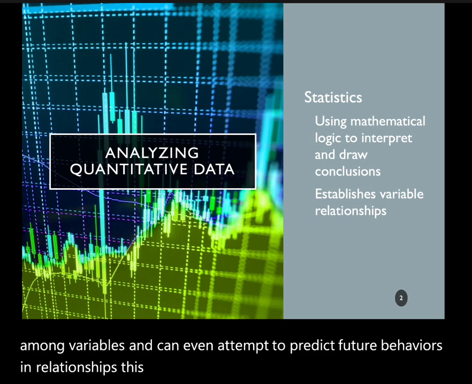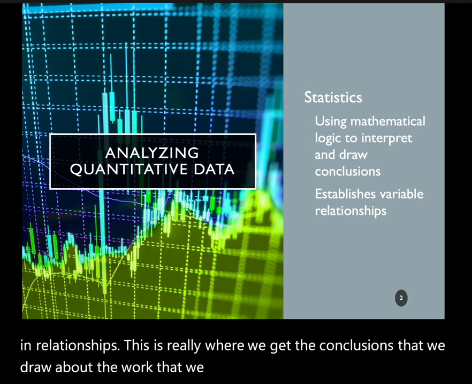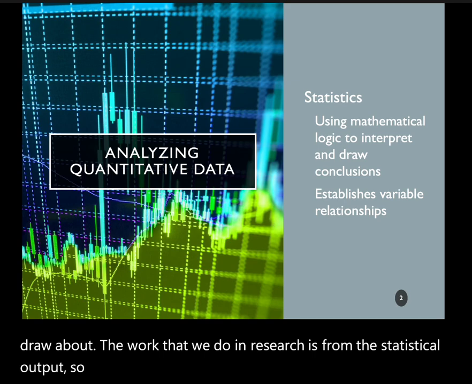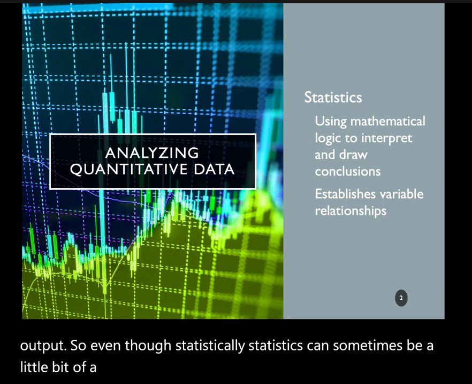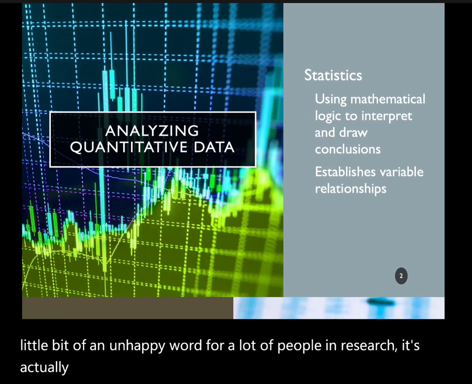Statistics is what we use to understand the research that we do when we're conducting a quantitative study. It gives us the framework for interpreting our raw data and drawing conclusions from it. Statistics establishes relationships between and among variables and can even attempt to predict future behaviors in relationships. This is where we get the conclusions that we draw about our research, from the statistical output. So even though statistics can sometimes be an unhappy word for a lot of people in research, it's actually incredibly important.